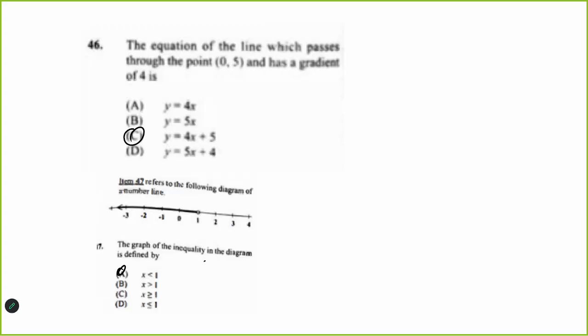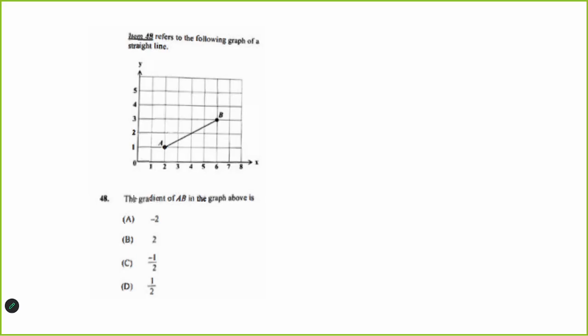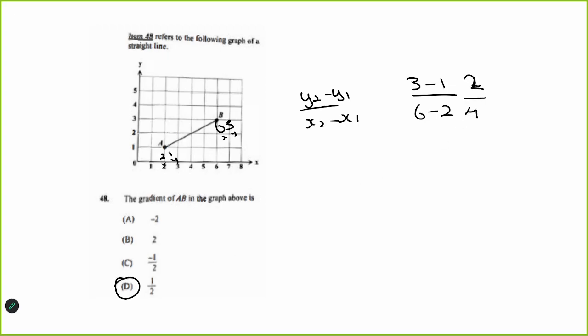Right? If it was equal to, then if this was shaded, it would have an equal to. The gradient of AB, this is (2, 1) and this is (6, 3). The gradient is y2 minus y1 over x2 minus x1, so that is 3 minus 1 over 6 minus 2. That is 3 minus 1 is 2, over 4, which is a half, so the answer is D.